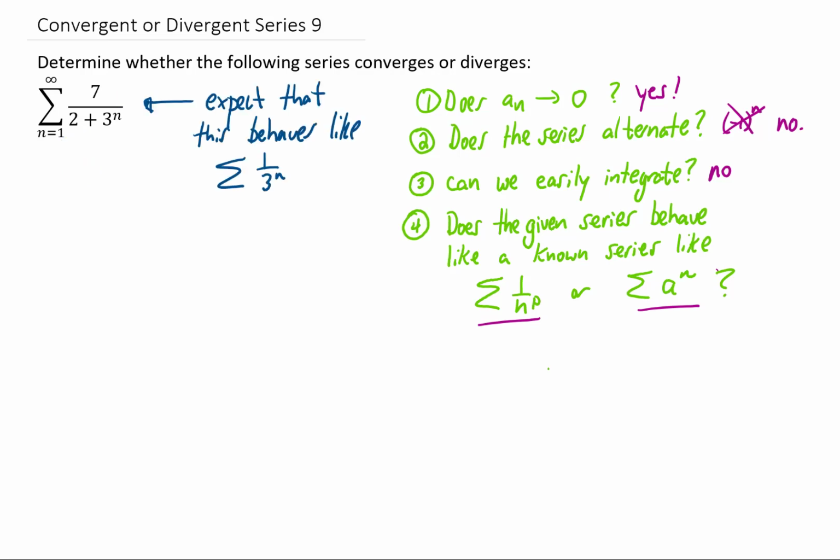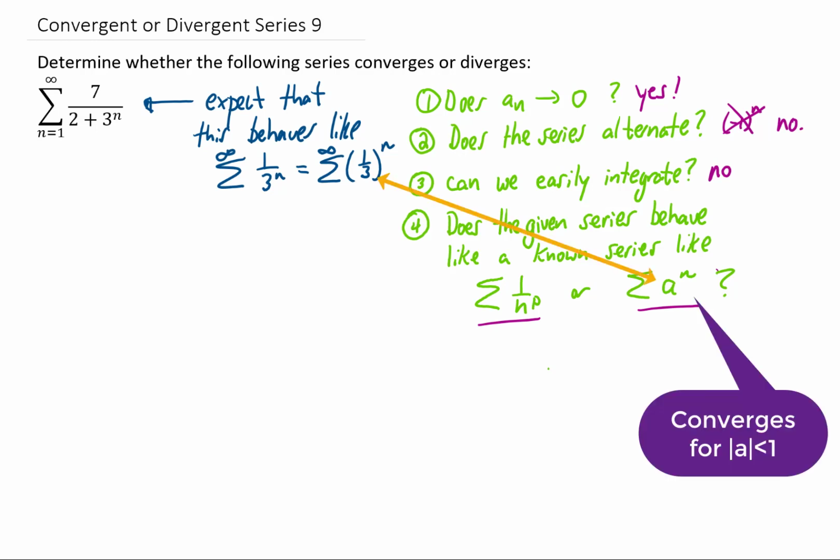So we expect that this series, as far as convergence and divergence is concerned, behaves like the series for 1 over 3 to the n power. We know that that series can also be written as (1/3) to the n power. That is a geometric series with an a value that's less than 1. Therefore, this little series right here does converge.